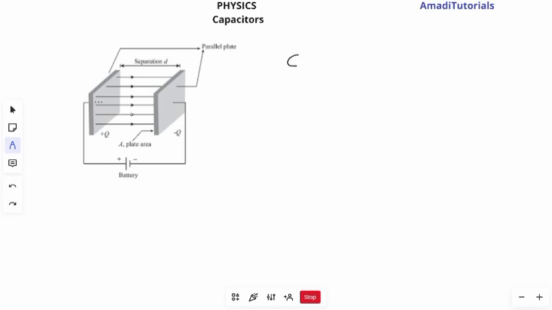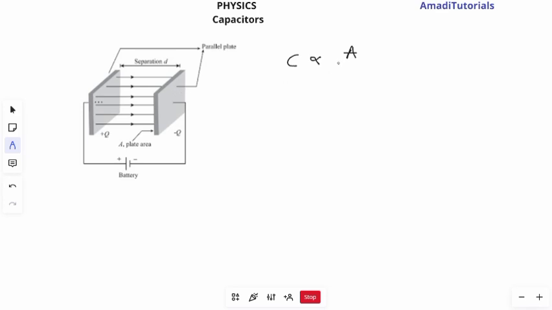To analyze now, the capacitance of a capacitor is directly proportional to the area of the plate. That means the bigger the plate, the more the capacitance of the capacitor. These are key points you need to take note of, because you may be asked what the capacitance of a capacitor depends on. It depends on the area of the plate. The bigger the plate, the bigger the capacitance.